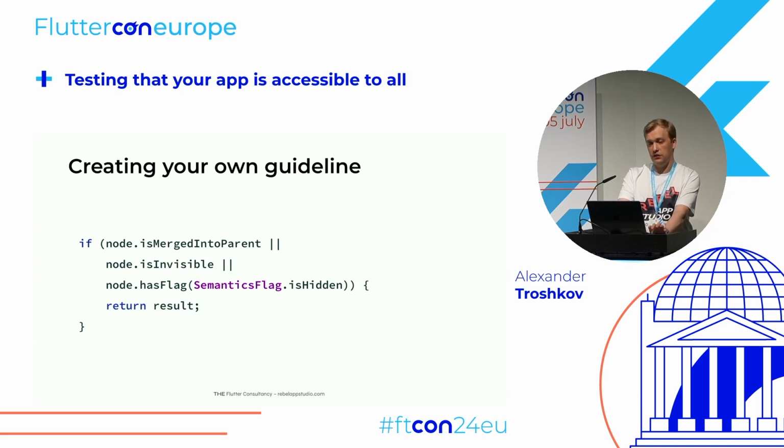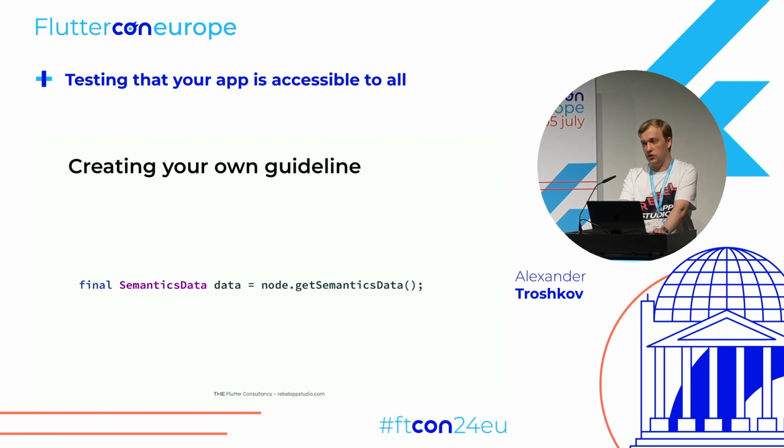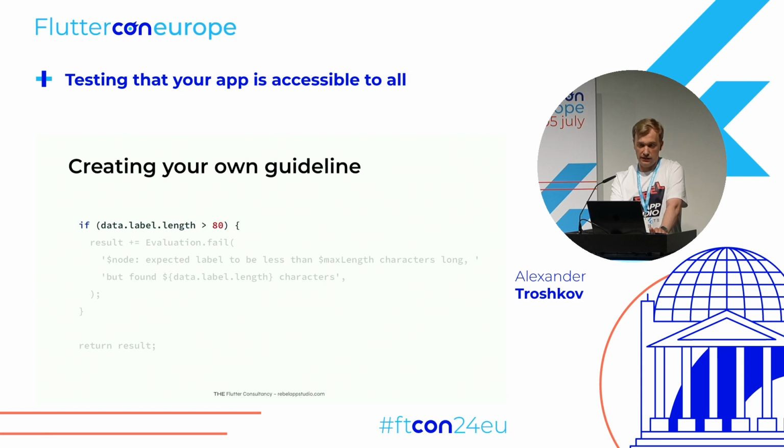Node is ignored if it's merged into parent or invisible or hidden. And it's quite important to ignore such nodes because we don't need to check nodes that are not visible to the user or cannot be accessed by the user and so on. And finally, we're ready to check this node's label length. Let's get the node's semantics data first, and then check the label's length.